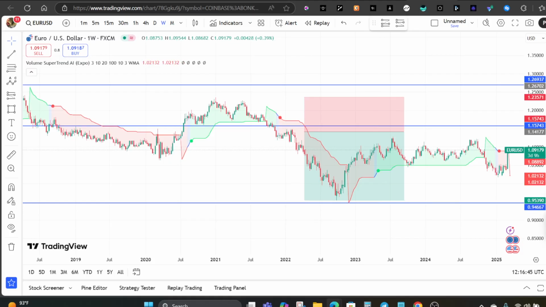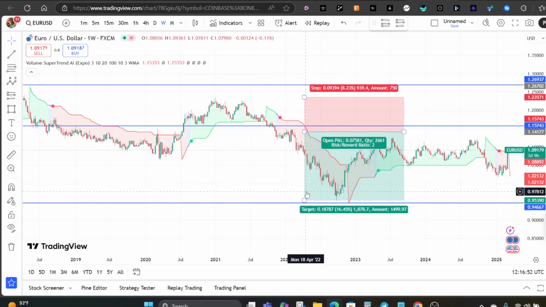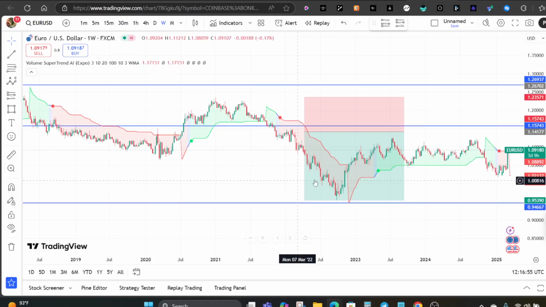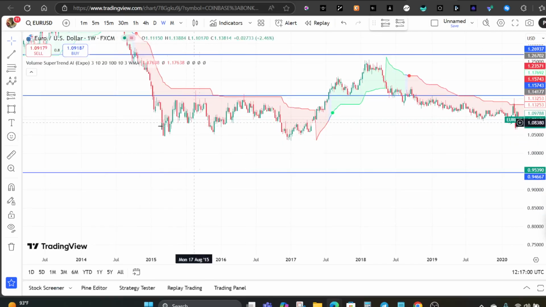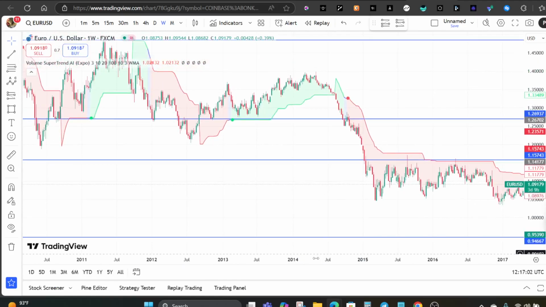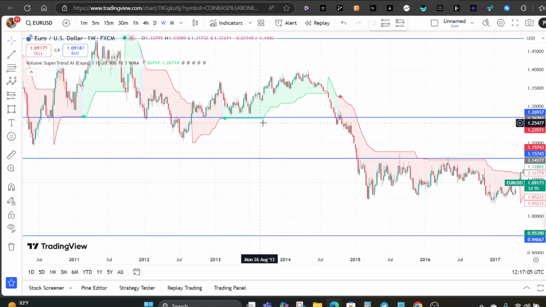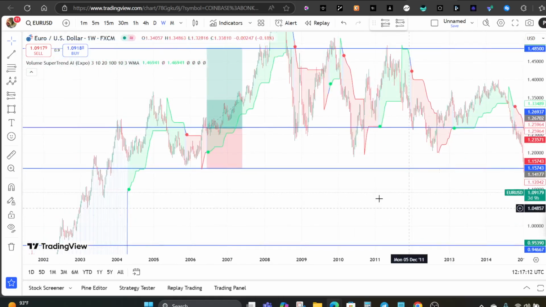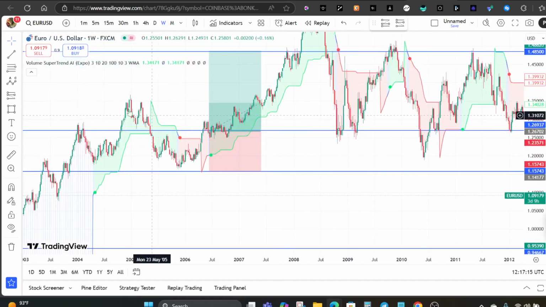All right, now let's go step by step, a very quick recap on how to use the Volume SuperTrend AI indicator. For your buy setup, you wait for a green line to appear below the price. Confirm that volume is increasing to support the trend, and then you enter a long position. You enter once you've confirmed your buy move, all right, and then you can use the trailing stop feature, or you just set your stop loss and take profit levels and let your trade run.